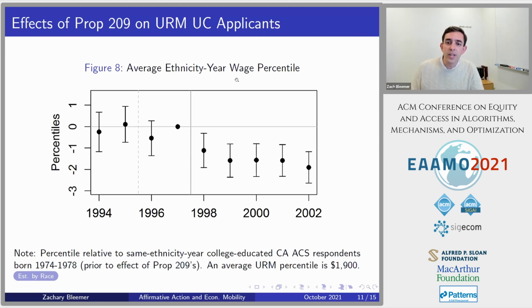If instead you look at these students' ethnicity-specific wage percentile, so how these students are doing in the California labor market relative to other similar ethnicity peers also working in that labor market, you can see these students fell in that wage percentile distribution by about 2 percentage points following the imposition of Prop 209, and so after these students lost access to selective universities.